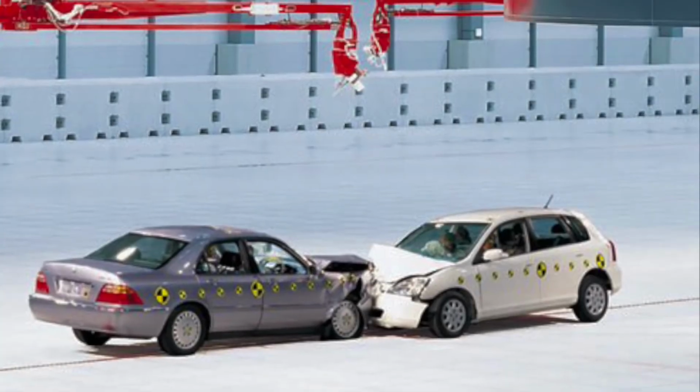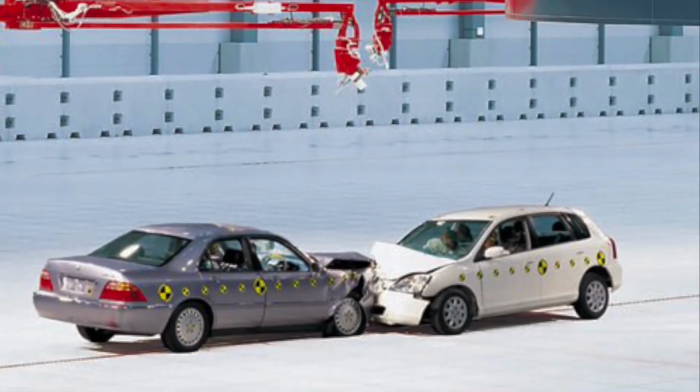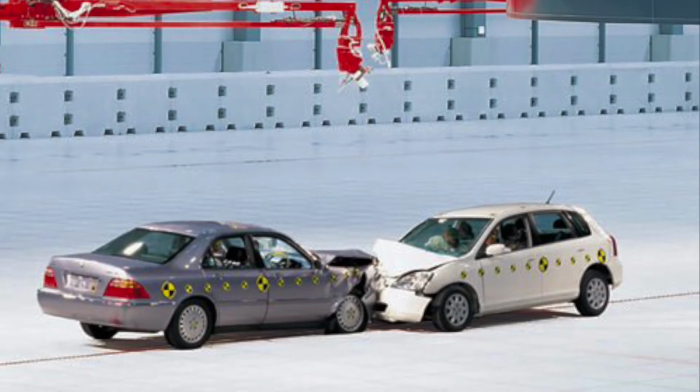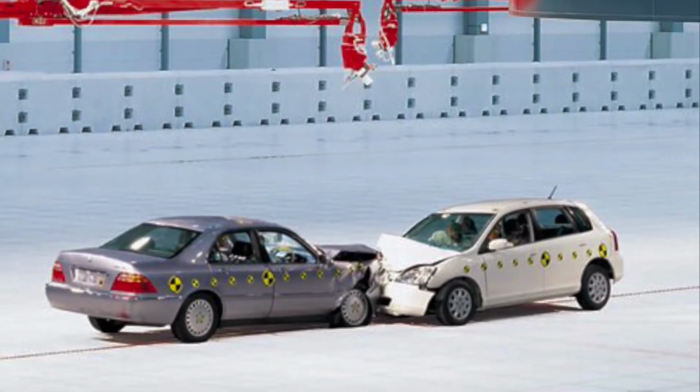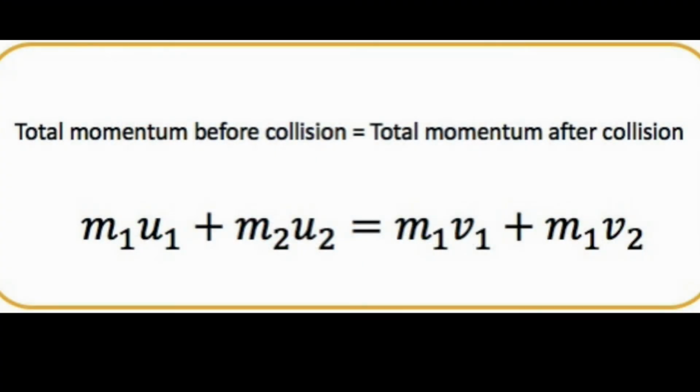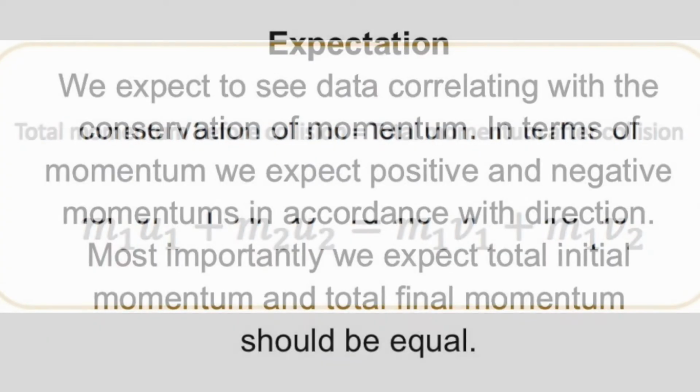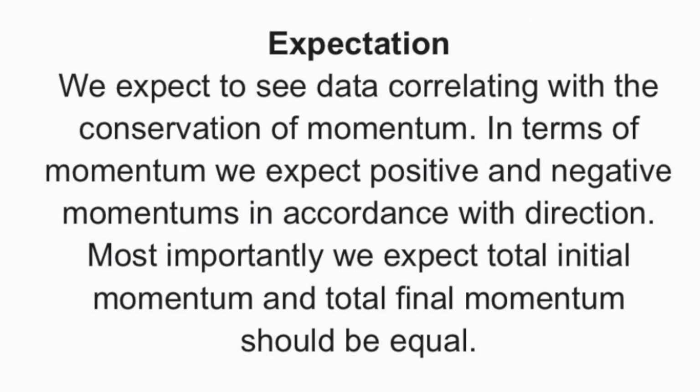The conservation of momentum theory states that for any collision occurring in an isolated system, momentum is conserved, as shown in the following formula. In our experiment, we expect to see data correlating with the conservation of momentum. We expect the total initial momentum and total final momentum to be equal.